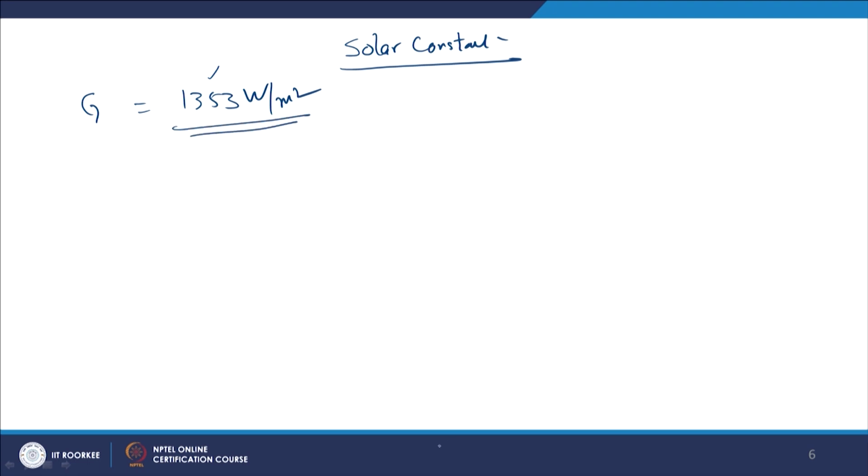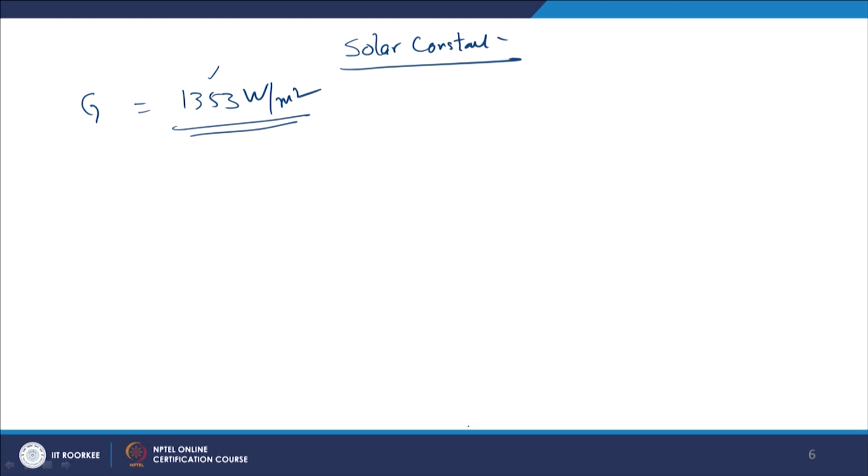Now, there is a term which is known as solar constant. Solar constant is G, which has a value of 1353 watt per meter square. It is the amount of radiation falling on the Earth's surface, right? When this radiation penetrates the atmosphere of the Earth, it also gets reduced. But outside the atmosphere, it is 1353 watts per meter square.